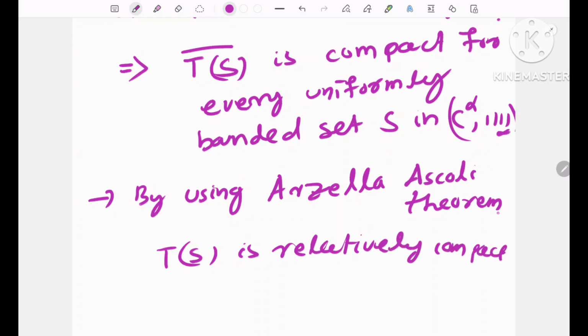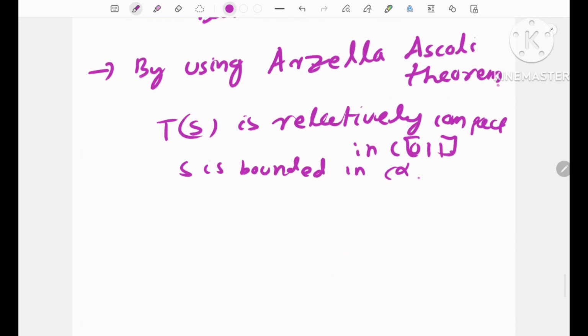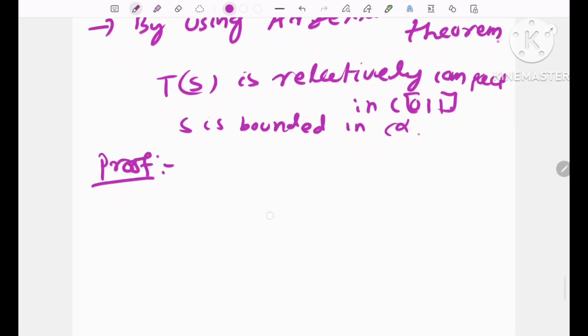Okay, this means its closure is compact in C01. How will we verify this? S is bounded, so we will take a general bounded set in C alpha. The proof will proceed like this.